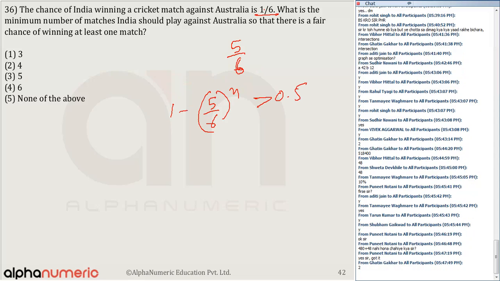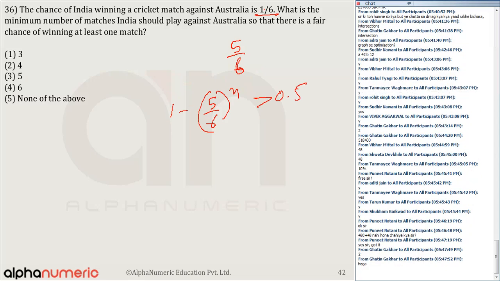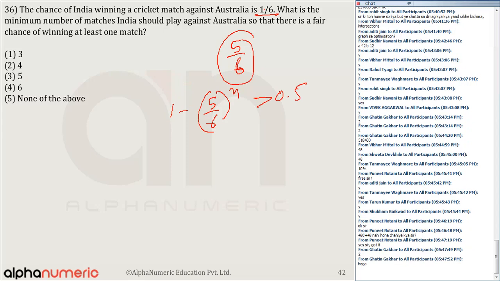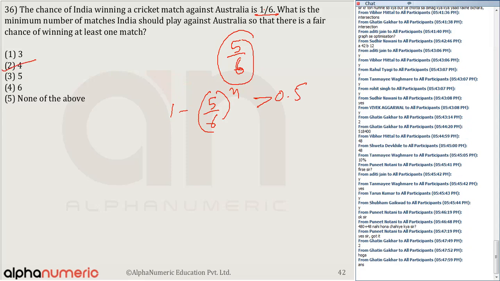ठीक है ना? एक मैच के हारने की प्रोबेबिलिटी 5/6. सॉरी, आंसर इज ऑप्शन नंबर 2. ऑप्शन नंबर 2, दैट्स राइट, 4. I need to find out at what value of n. So that is 1/2 less than 5/6 raised to power n. ये चाहिए मुझे. तो n इक्वल टू 4 पे ये सेटिस्फाई कर जाएगा. ठीक है, कैन आई मूव टू द नेक्स्ट क्वेश्चन?